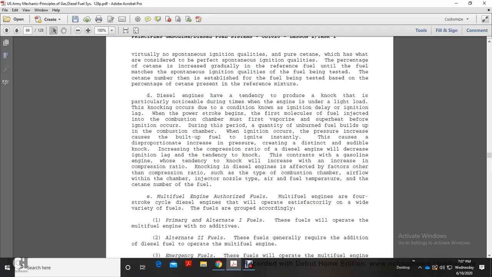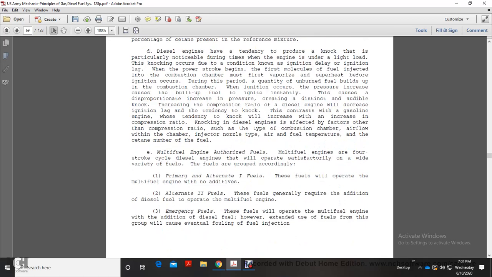In contrast with the gasoline engine, where the tendency to knock will increase with an increase in the compression ratio. The knocking of the diesel engine is affected by factors other than compression ratio, such as type of combustion chamber, airflow within the chamber, injector nozzle type, fuel temperature, and cetane number of the fuel.